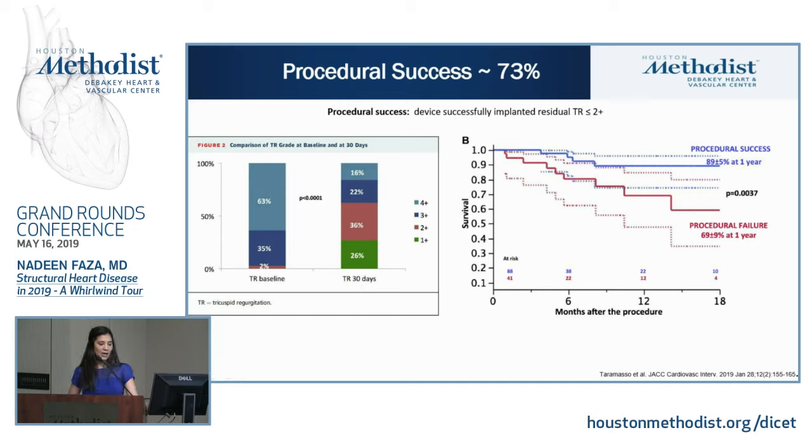And patients with procedural success actually had better outcomes in terms of survival. So they lived more than patients with procedural failure. The greater coaptation depth was the factor that was associated with reduced procedural success, which brings us back to the point of the importance of imaging and pre-procedural planning in all of these structural cases.